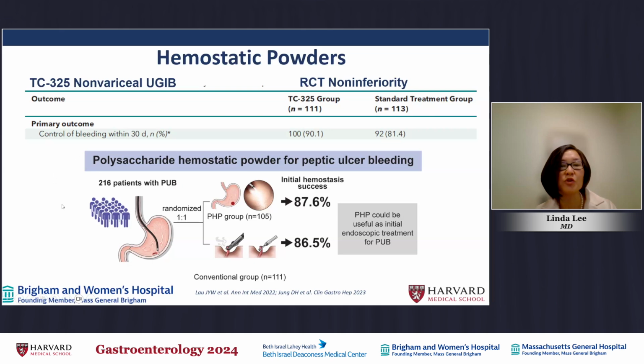The bottom cartoon is from a more recent RCT using a different polysaccharide hemostatic powder for peptic ulcer bleeding with similar outcome. They were randomized to the hemostatic powder versus standard care, and initial hemostasis was comparable, as well as rates of rebleeding at 30 days. So suggesting that hemostatic powder can be used as initial treatment for bleeding.